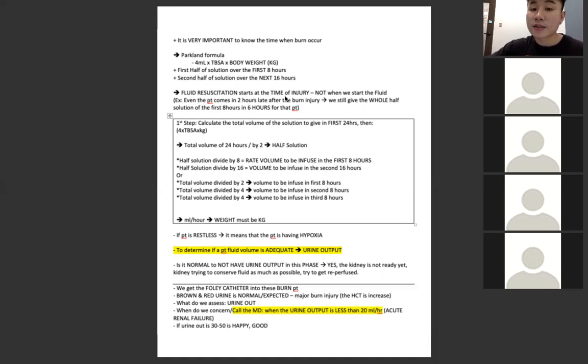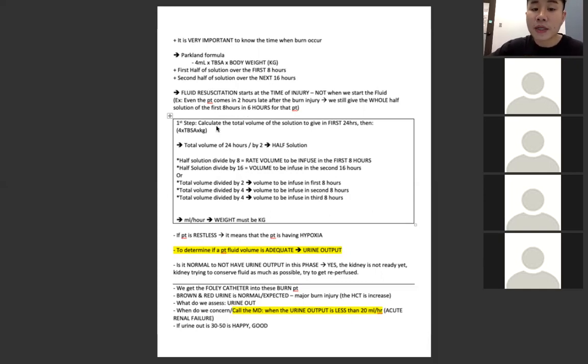Fluid resuscitation starts at the time of injury, not when we start the fluid. For example, even if the patient comes in 2 hours late after the burn injury, we still give the whole half solution of the first 8 hours in 6 hours for that patient. All right, how do we calculate it?